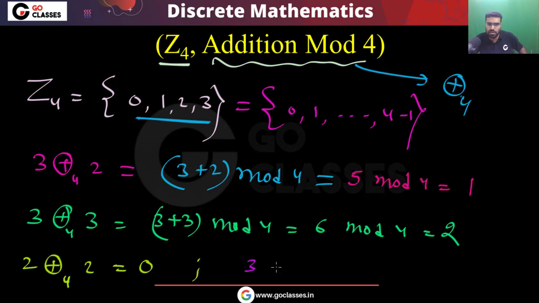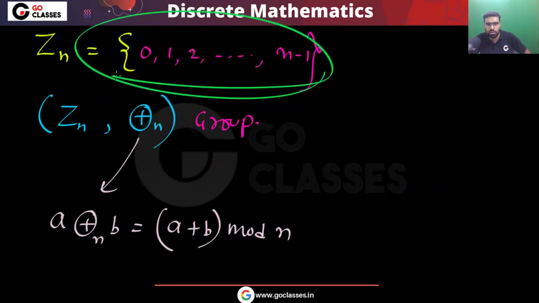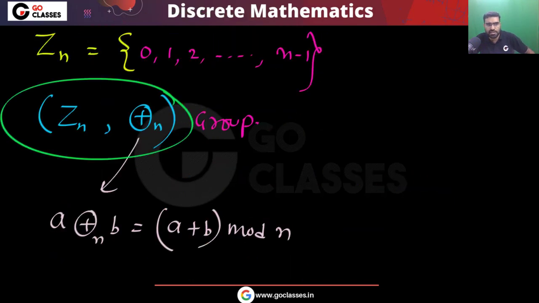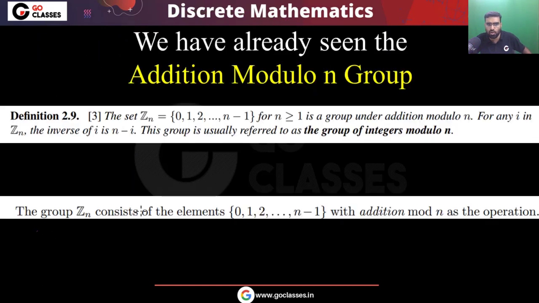Similarly, if I ask you, for example, 3 addition modulo 4, 0, what is that? That will be equal to 3. So very easily you can see this is your addition modulo 4 group. We already know that this Zn, 0 to n minus 1, under addition modulo n is an abelian group. This concept we have already seen in the previous lectures.